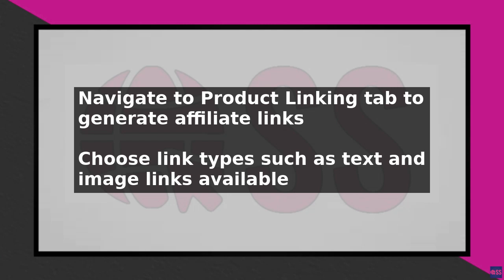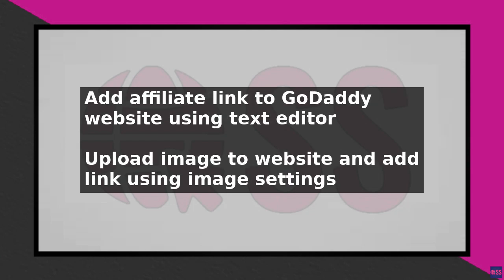Click on the Add section or Add Block button to add a new text or HTML section, depending on the type of link you want to add. If you are adding a text link, simply copy and paste the affiliate link into the text editor. If you are adding an image link, you will need to upload the image to your GoDaddy website and then add the affiliate link to the image using the image settings.